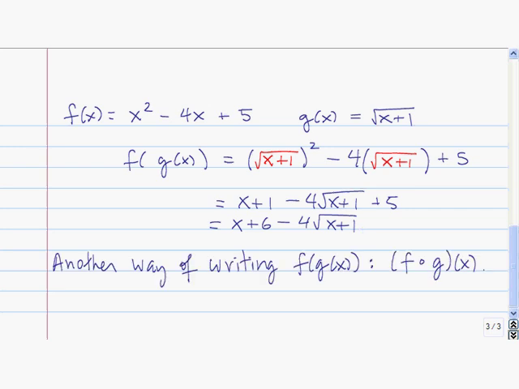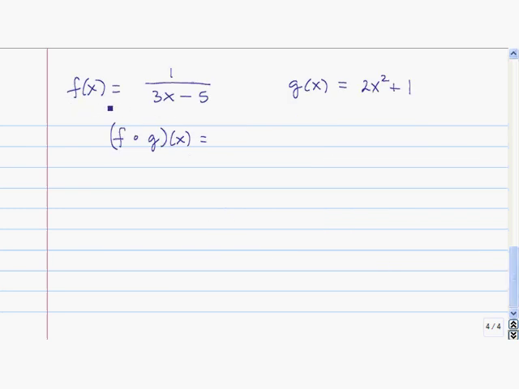Okay, in some books you're going to see another way of writing the function f of g of x. This composite function is written with the f circle g of x. So f circle g of x means the exact same thing as f of g of x. Okay, let's do one more example. Let f of x be 1 over 3x minus 5, and let g of x equal 2x squared plus 1. Find the function f of g of x.